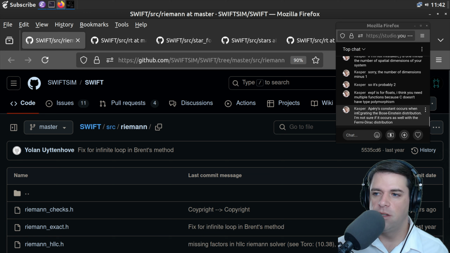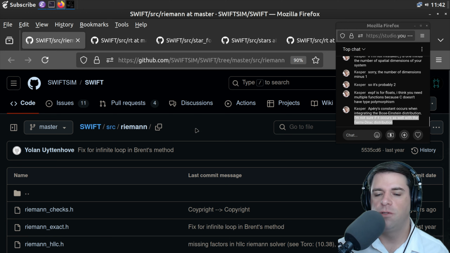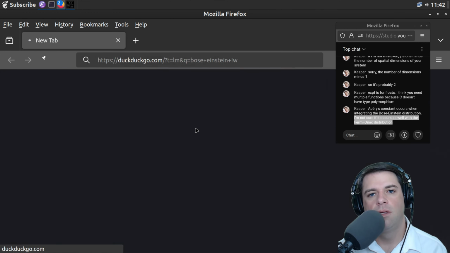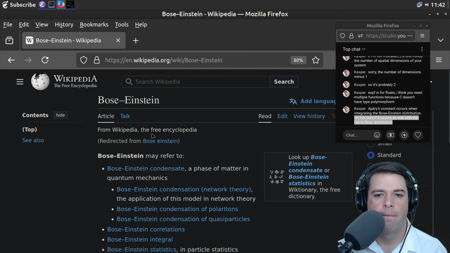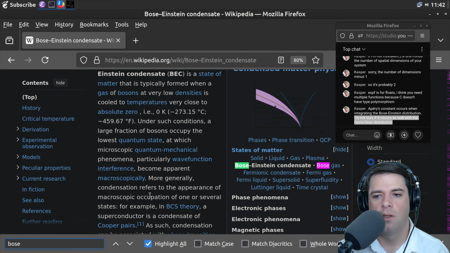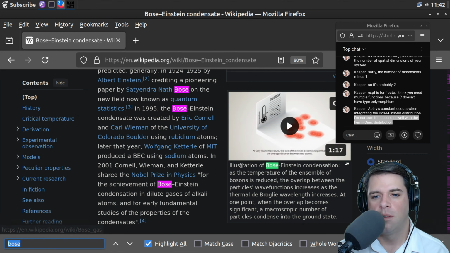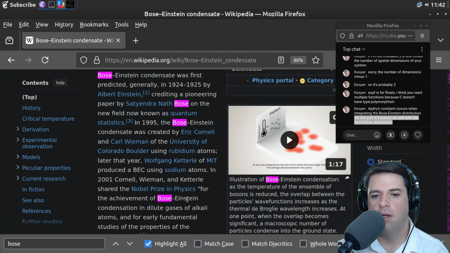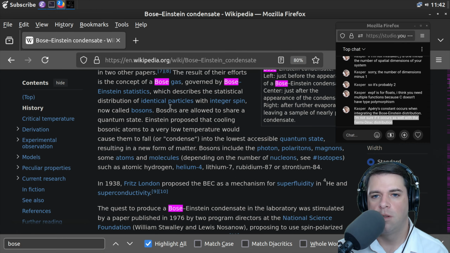Apéry's constant occurs when integrating the Bose-Einstein distribution. I'm not sure if it occurs as well with the Fermi-Dirac distribution. Cool. Bose, where's Bose? I just want the article on Bose.